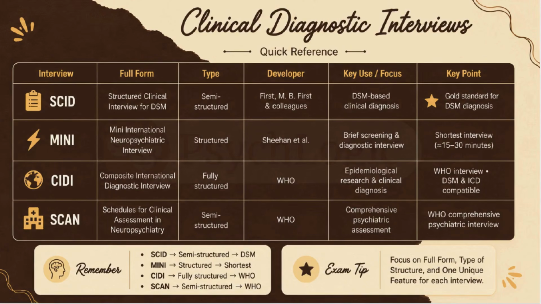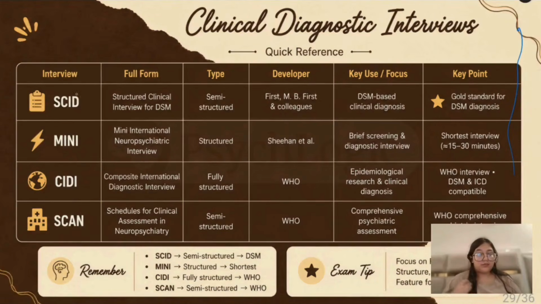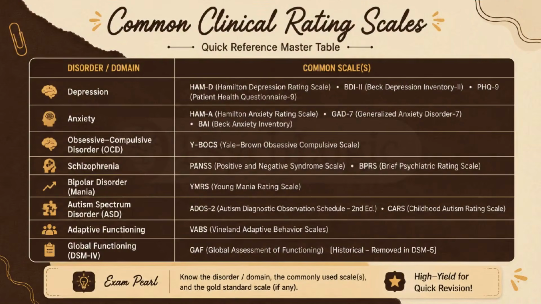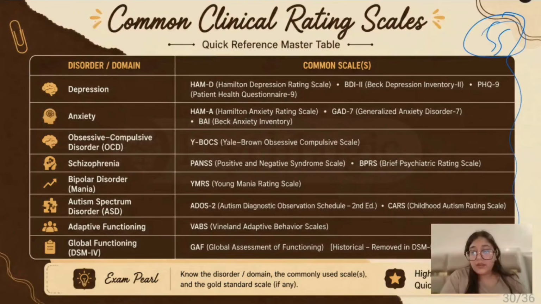Okay. So take a screenshot of this as well. These are some of the most common clinical diagnostic interviews that you need to know and are very frequent in exams: KID, MINI, CDI, and CAN. Okay, take a screenshot of it and also take a screenshot of this common clinical rating scale. Okay, we will discuss these with the disorders themselves. For now, just take this as a reference table and take a screenshot of it.